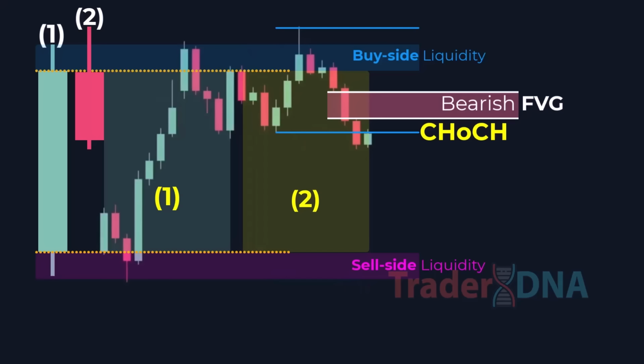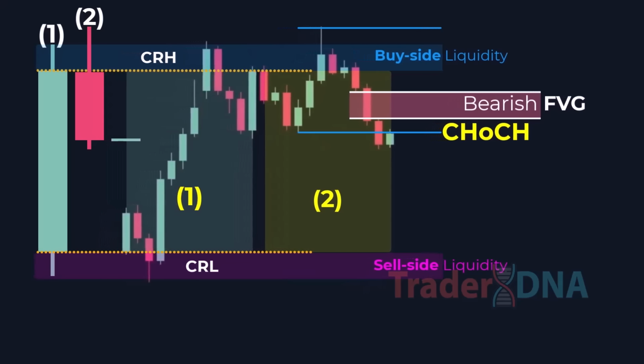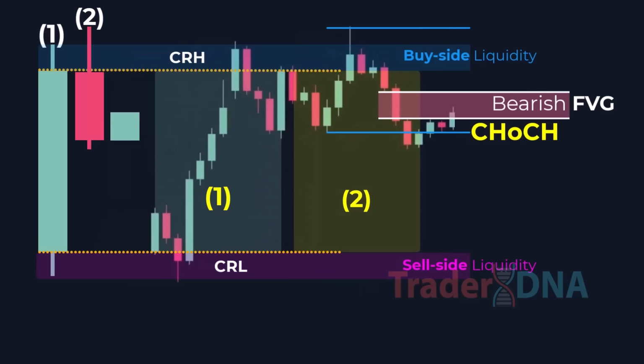So let's tighten this up. Candle 1 defines the range, CRH at the top, CRL at the bottom. Candle 2 must sweep liquidity and show structural weakness. And candle 3, that's where we execute. We short the bearish fair value gap and we target the original candle range low, the CRL.